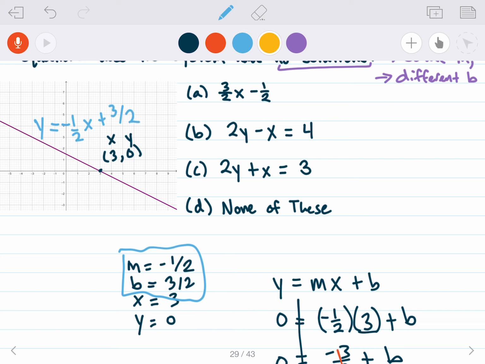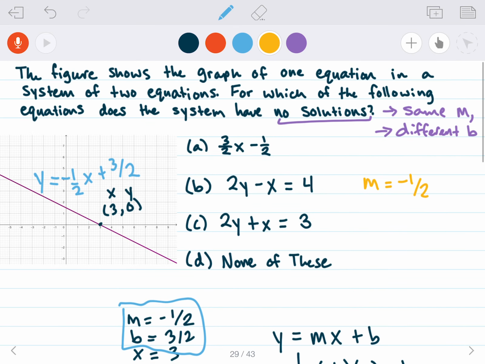And we want to find out which of these lines has a slope of, first of all, -1/2. Remember, it's asking us, hey, find me a line so that when I plot it, these two lines have no solutions in common. That means we want the same slope and we want a different y-intercept. So we want a y-intercept that's different from 3/2. That's what our goal is.